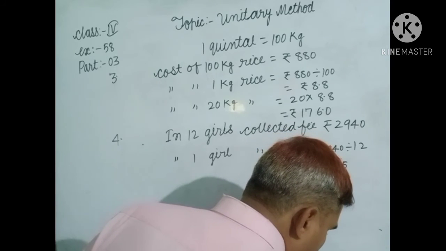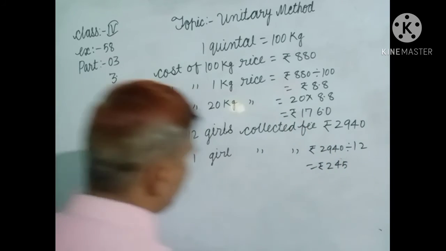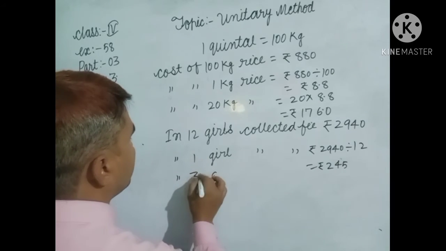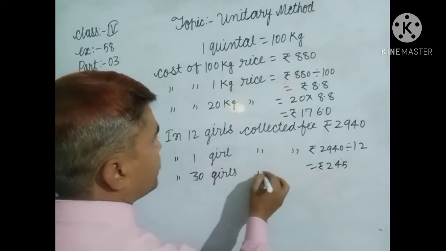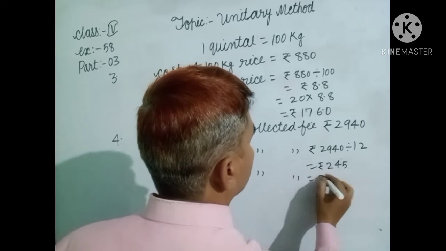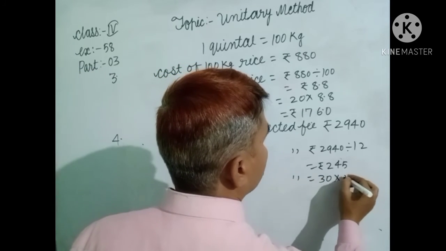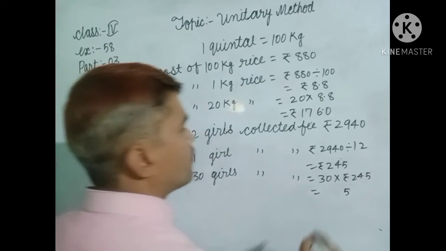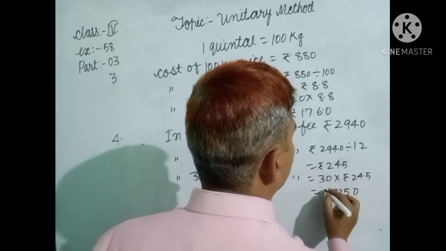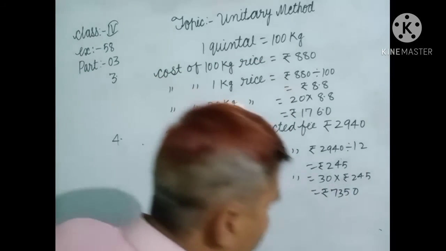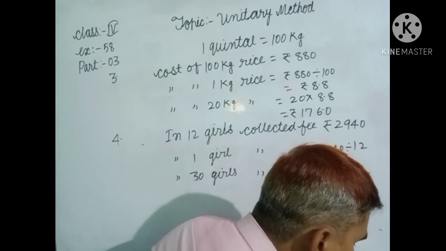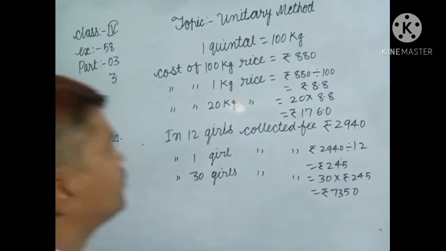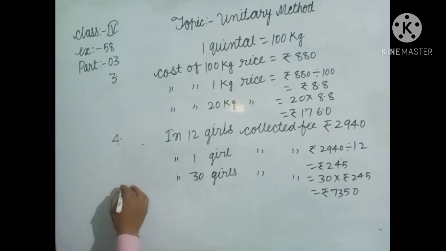Then how much will be collected from 30 girls? In 30 girls, collected fee is 30 multiplied by rupees 245. Here 5 times 3 is 15, 7 threes, 0. 7,350 rupees collected by 30 girls.